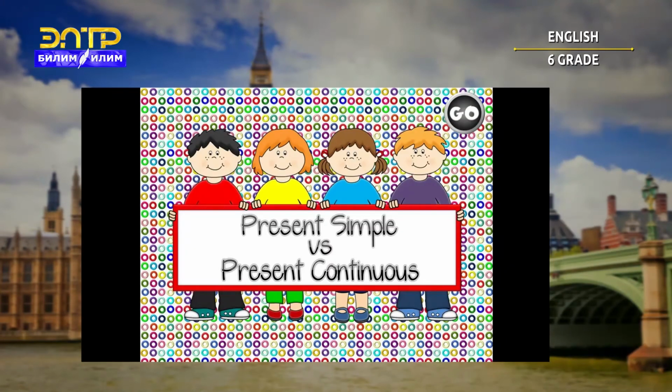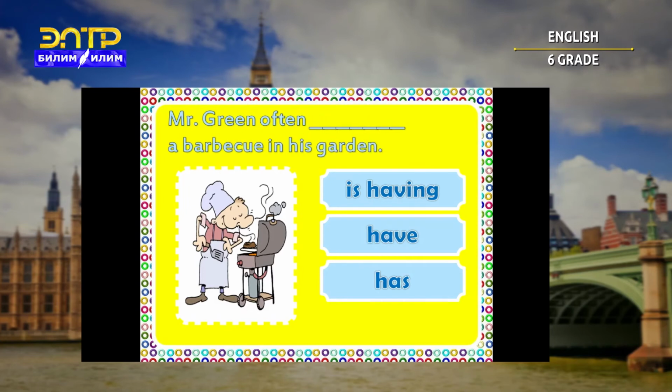So, for example, Mr. Green often is having, have or has a barbecue in his garden. In this sentence, we have an adverb of frequency often. So, we should use present simple. Mr. Green, this is a subject pronoun he. So, with he, we use has. Mr. Green often has a barbecue in his garden.